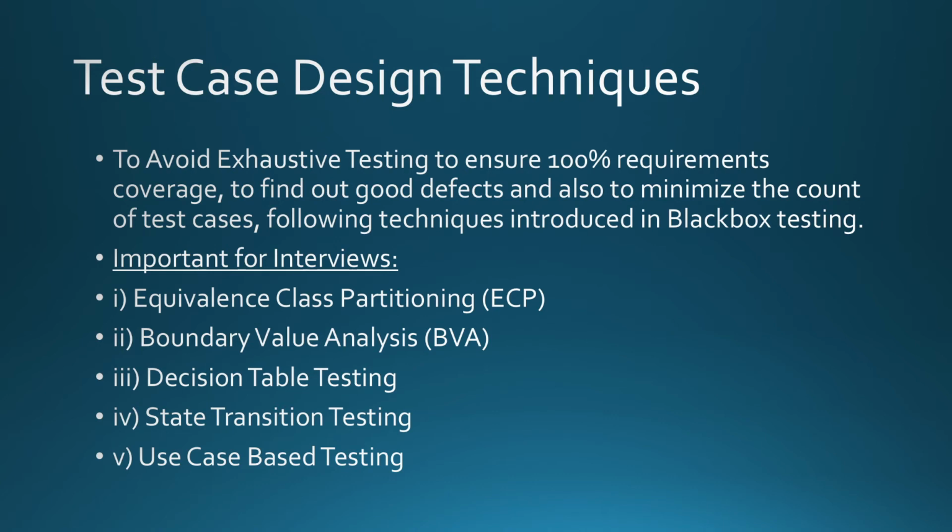The following techniques are introduced in black box testing. The first one is equivalence class partitioning, the second one is boundary value analysis, the third one is decision table testing, the fourth one is state transition testing, and the fifth one is use case based testing. Here I will discuss only one or two test case design techniques. If you want more, you can google what is equivalence class partitioning, what is state transition testing, what is use case based testing. You can check Google for the remaining ones that I am not going to cover in this video.